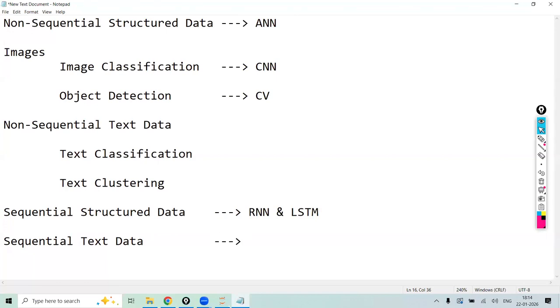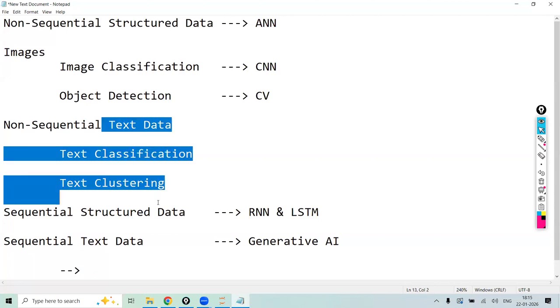Here we have the Gen AI. Sequential order of the text data is called the Gen AI project. In Gen AI also we have different types, which we are going to discuss in order. So in the text classification and text clustering projects, first let us complete this one, and from here we'll move on to the next. But everything is text only.